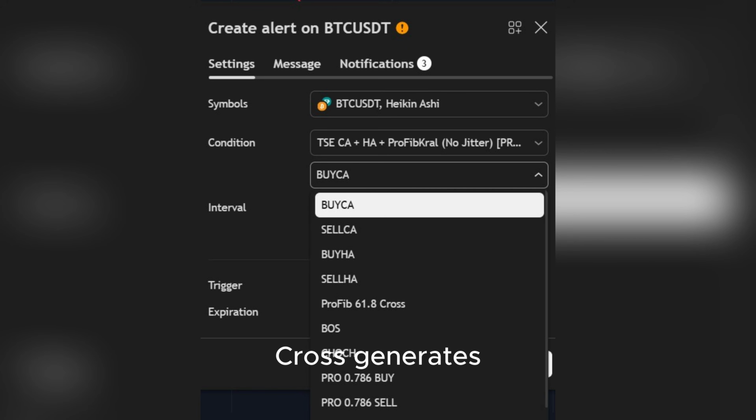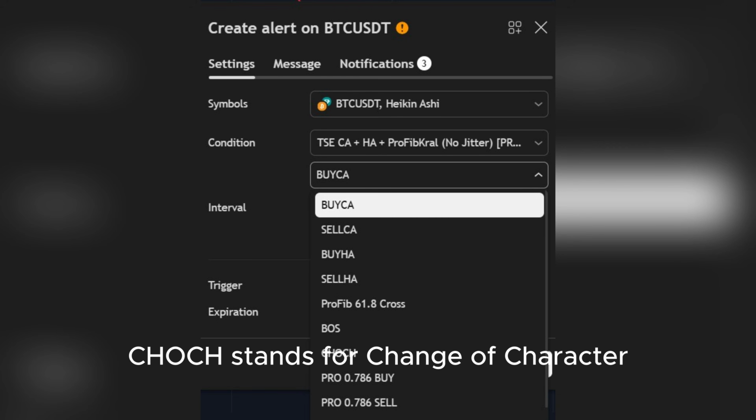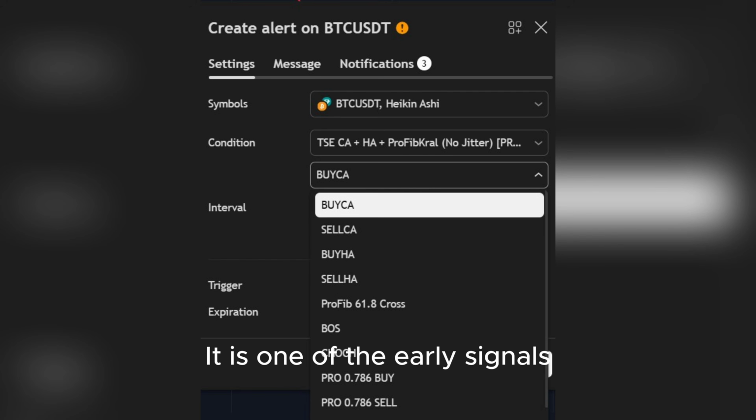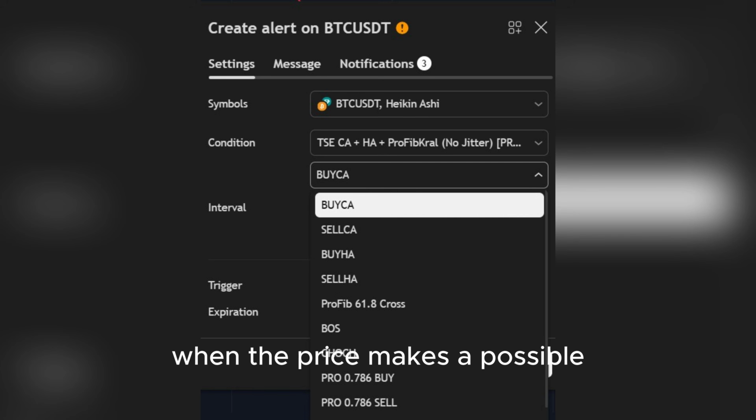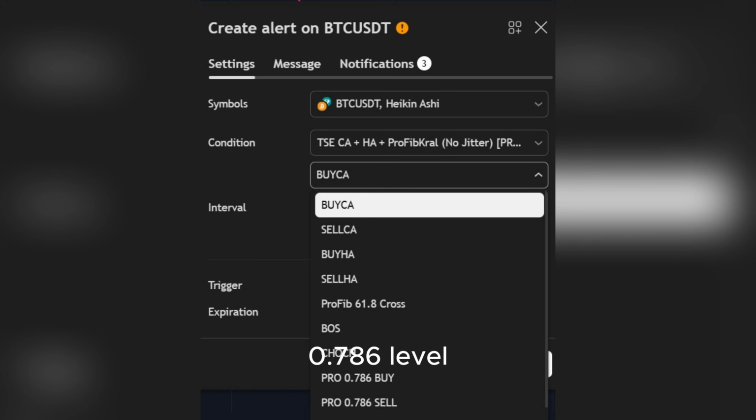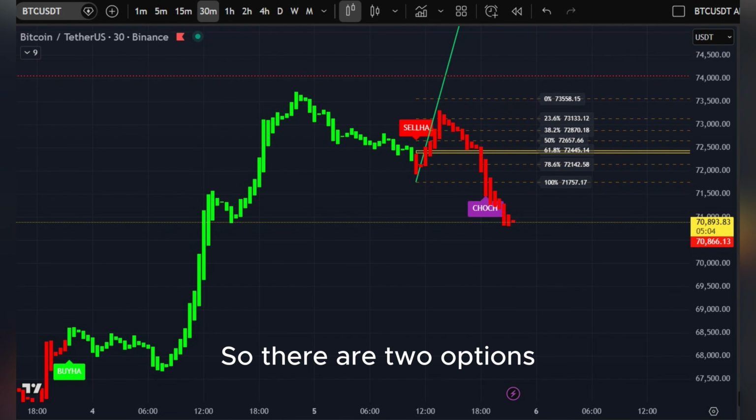Profib 61.8 cross generates an alert when the price breaks the Fibonacci 61.8 level. BOS stands for break of structure. It shows that the market structure has been broken and generates an alert. CHOC stands for change of character. It is one of the early signals of a trend change. Pro 0.786 buy generates a buy alert when the price makes a possible reversal from the Fibonacci 0.786 level. Pro 0.786 sell generates a sell alert when the price makes a possible reversal from the Fibonacci 0.786 level. So there are two options.